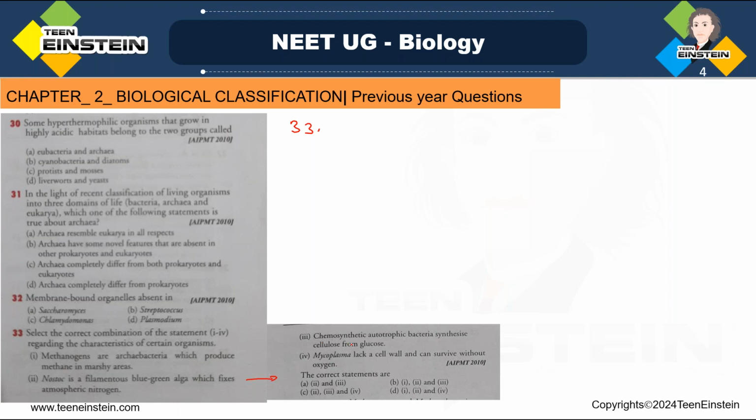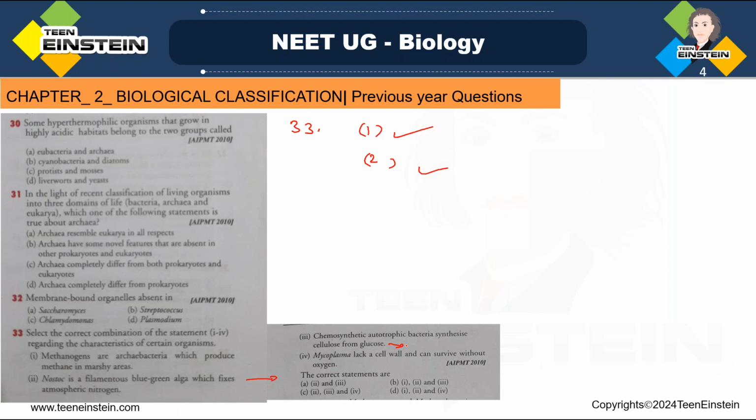Okay, so here in question number 33, while reading, chemosynthetic autotrophic bacteria synthesize cellulose from glucose. This is an incorrect statement. And the first statement, methanogens are archaebacteria which produce methane in marshy areas, is correct, right? And the second one, Nostoc, a filamentous blue-green algae which fixes atmospheric nitrogen, the second statement is also right. And the third option, chemosynthetic autotrophic bacteria synthesize cellulose from glucose, no. This is an incorrect statement.